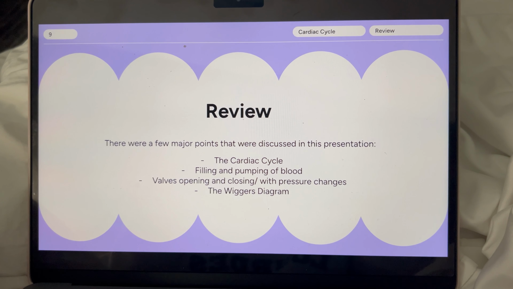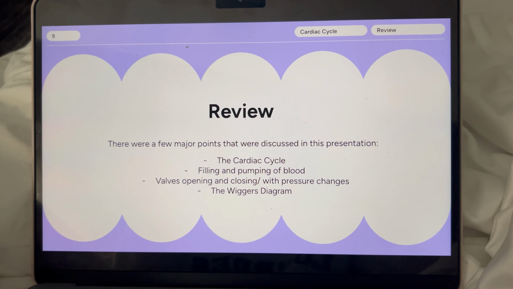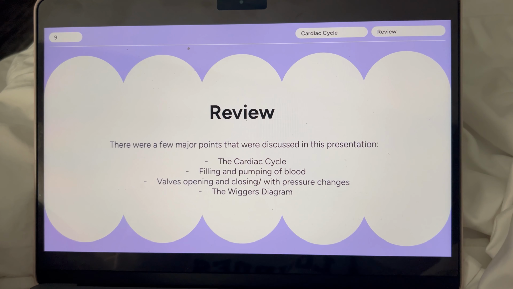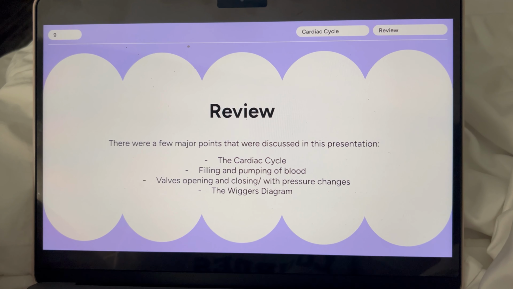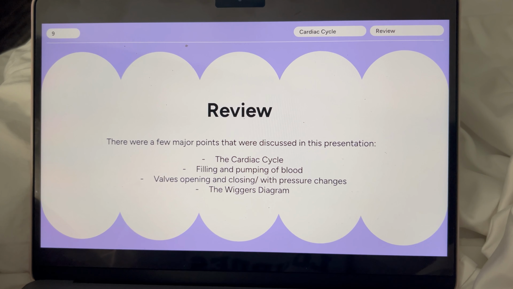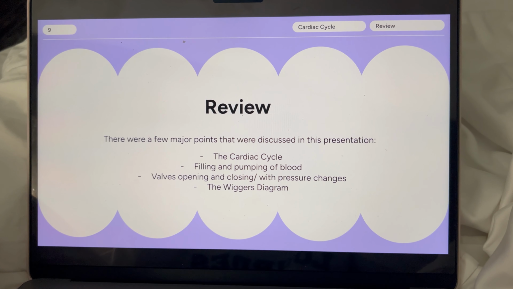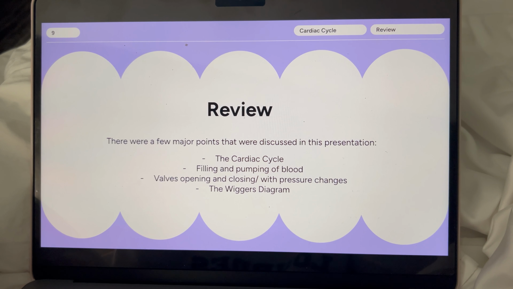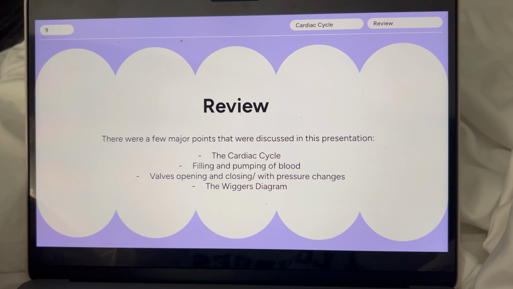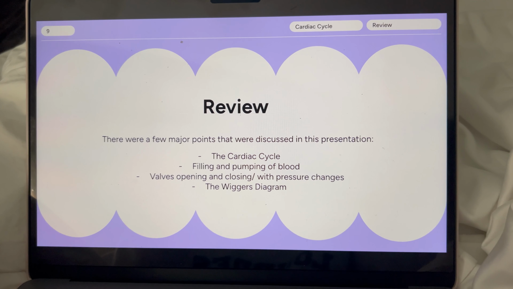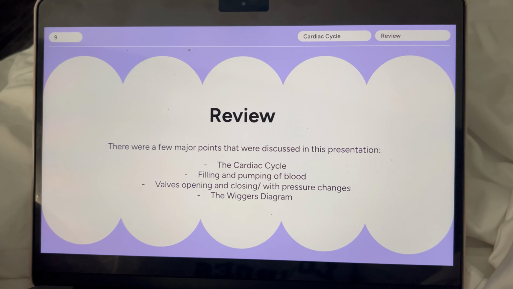So overall, there were a few major points that were discussed. The cardiac cycle, in which there are many different processes that go into allowing blood to be pumped in and out of our hearts, and that is the systolic version of the cardiac cycle. And then we have the filling and pumping of the blood, which is the number 1 occurrence in the cardiac cycle. And then on the other hand, we have the valves opening and closing with different pressure changes, which is another huge factor. And then the Wiggers diagram, which was very important in pointing out different steps in the cycle.